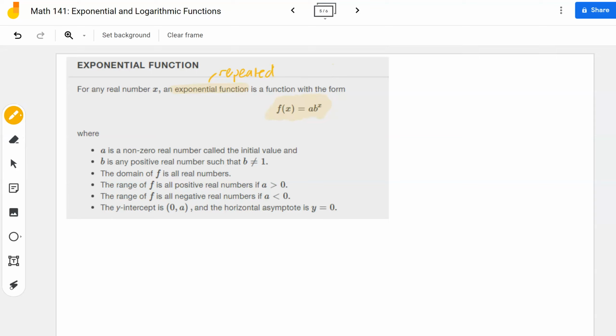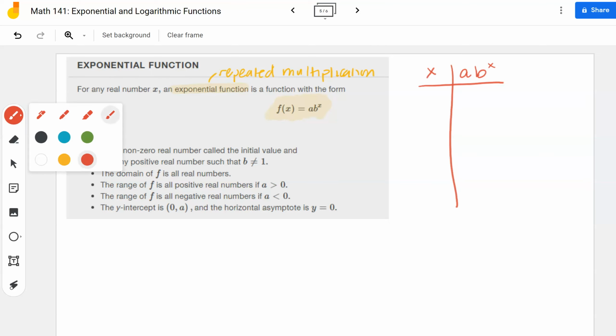So let's look at this from the standpoint of before we even plug anything in. Let's just leave this as a times b to the x and see what the resulting table looks like and see that pattern. So let's just start our table, x, and then our function is a times b to the x. As a reminder, the x only applies to the b. It's the only thing it's touching. If it was applying to both, we'd have them in parentheses.